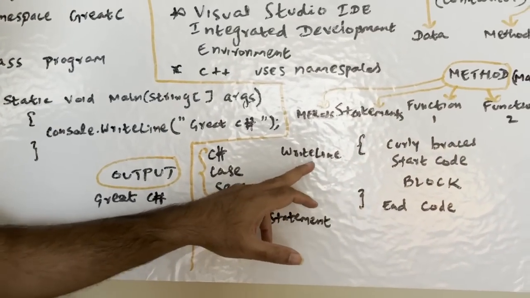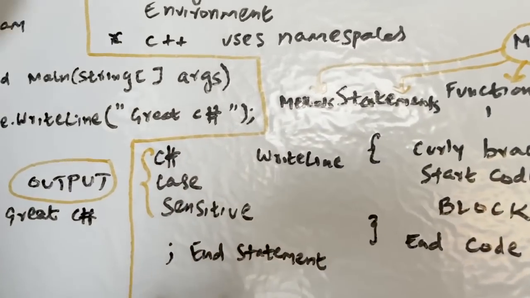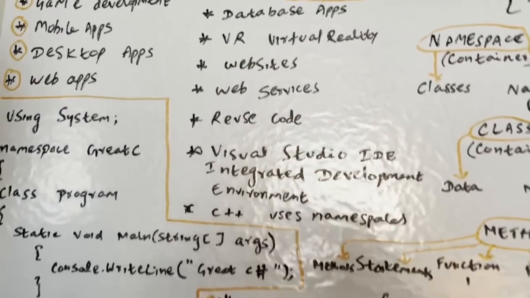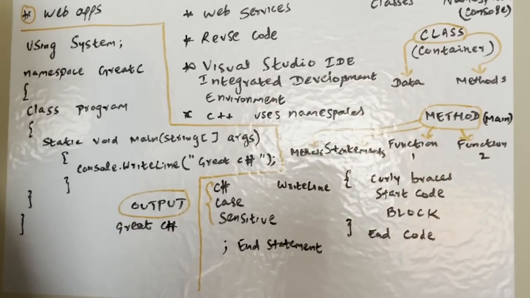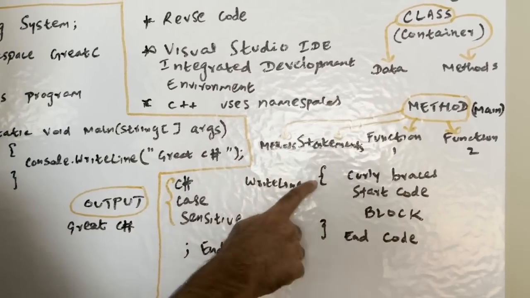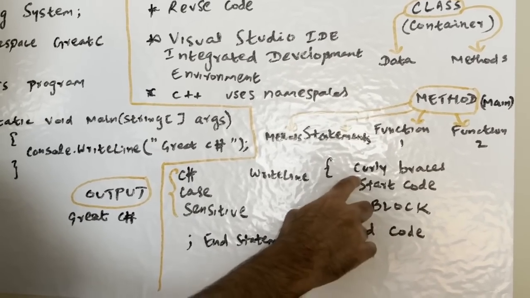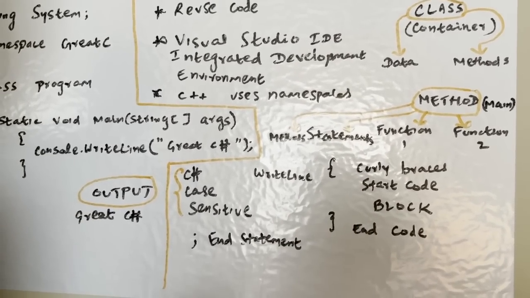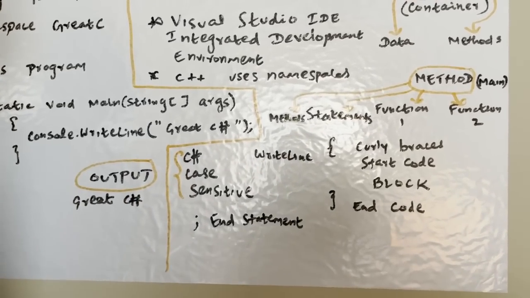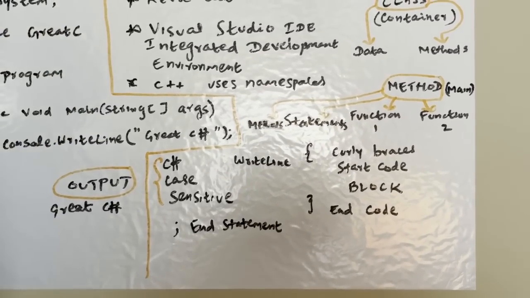And I want to talk about WriteLine, capital W, capital L. That's the naming convention used by C#. And some other things are also using indentation. Python uses indentation. Okay, look at here, the curly brace at the start is the start of the code. The curly brace at the end is the end of the code, all the blocks. And something to remember here is C# is case sensitive. Only some languages are case sensitive, and C# is case sensitive.